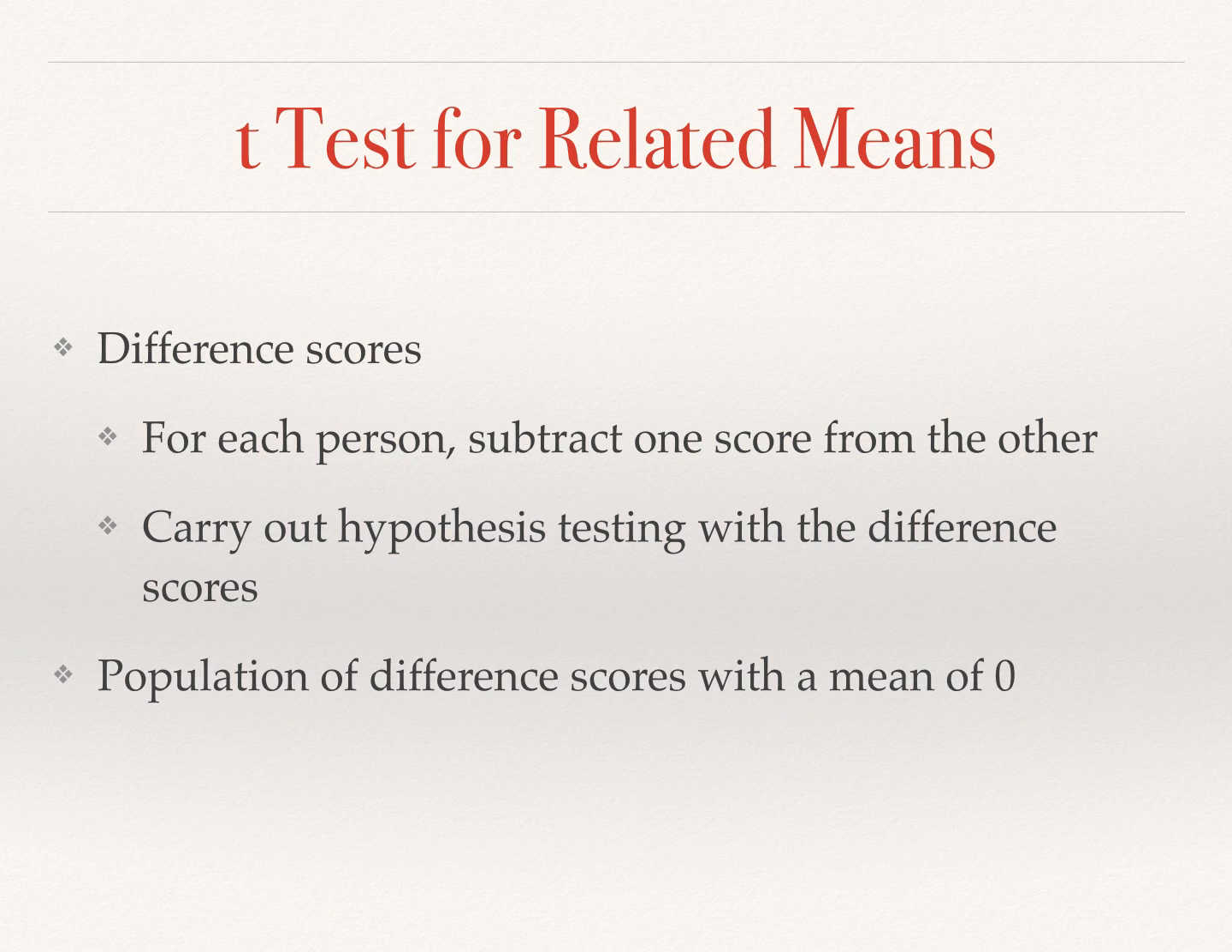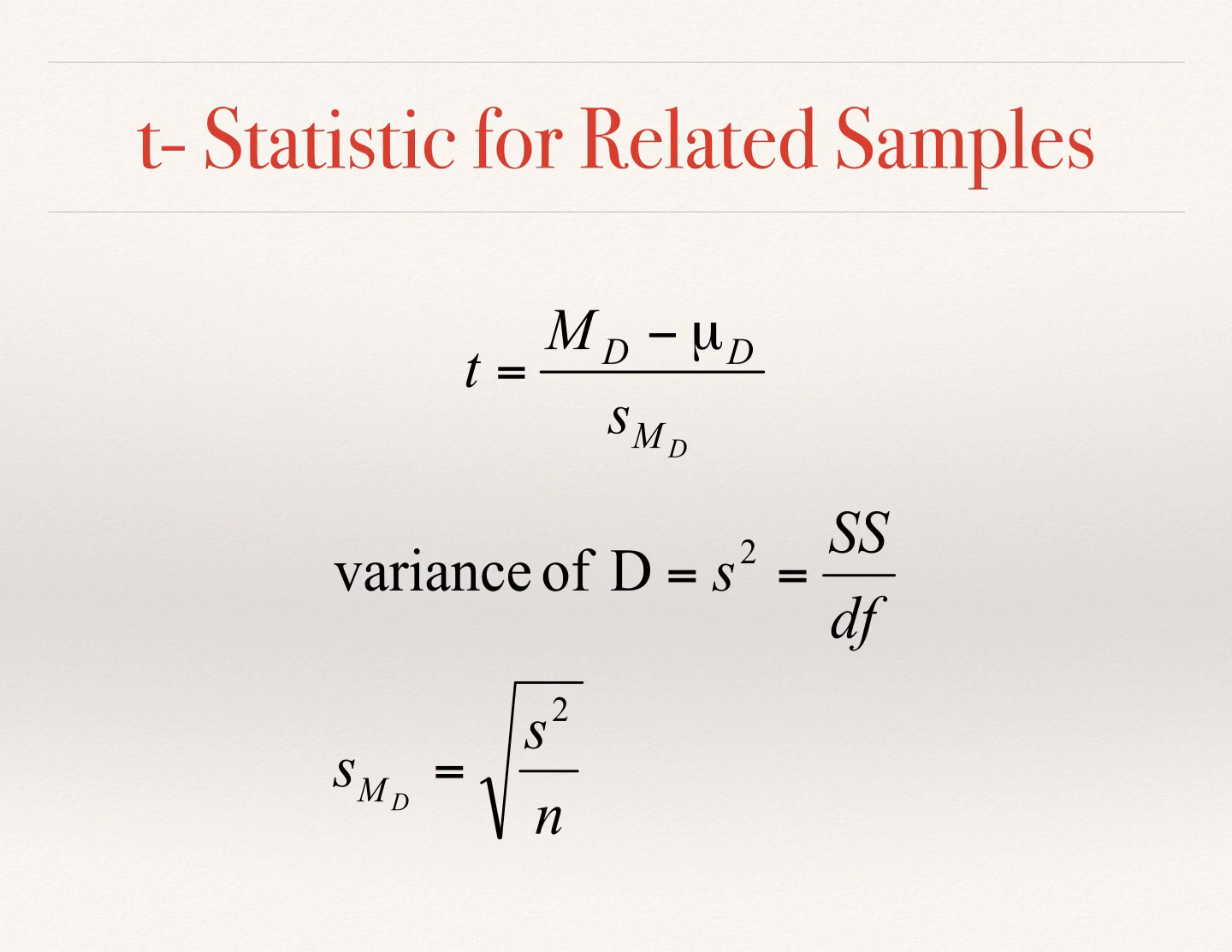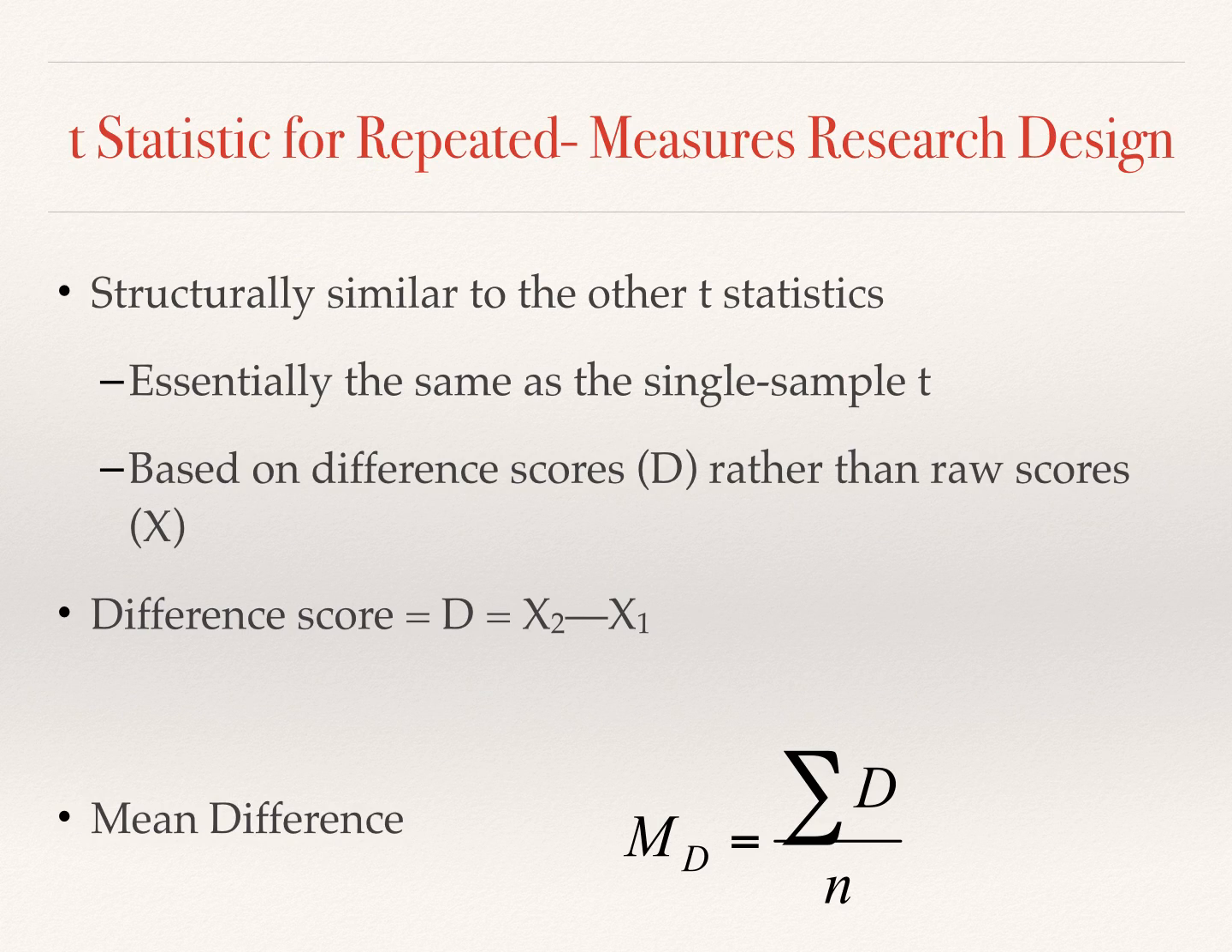Again, we're going to be dealing with this idea of the population of different scores with a mean of 0. Because we're making this comparison, the difference we're assuming based on our null hypothesis is 0. The t-test, again, is structurally the same as the other t-statistics, except that it uses difference scores rather than raw scores.